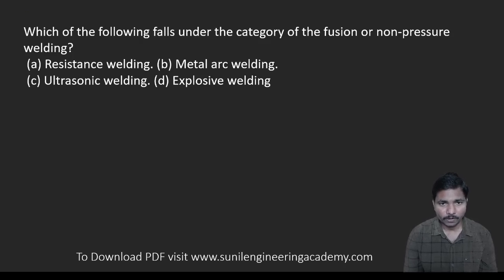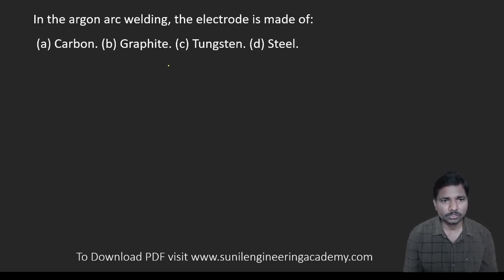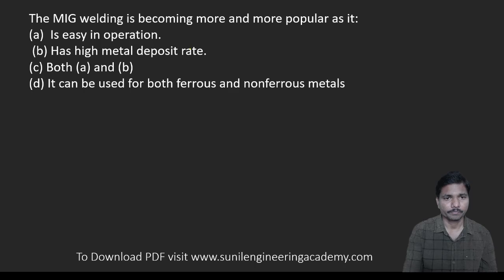Which of the following falls under the category of fusion or non-pressure welding? In case of fusion or non-pressure welding, we go with metal arc welding. In argon arc welding, the electrodes are generally made up of tungsten. So the answer is option C.